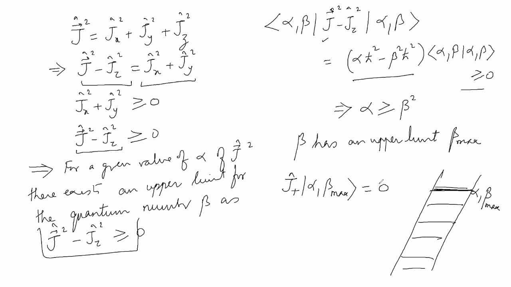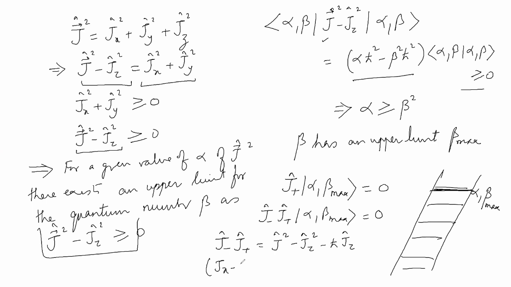This we have seen in the harmonic oscillator problem also. Now what we do, we operate by J minus on J plus alpha beta max. Again on the right hand side we have 0, but we know one of the properties that we have worked out on the last term, that J minus J plus is J square minus Jz square minus h cross Jz.